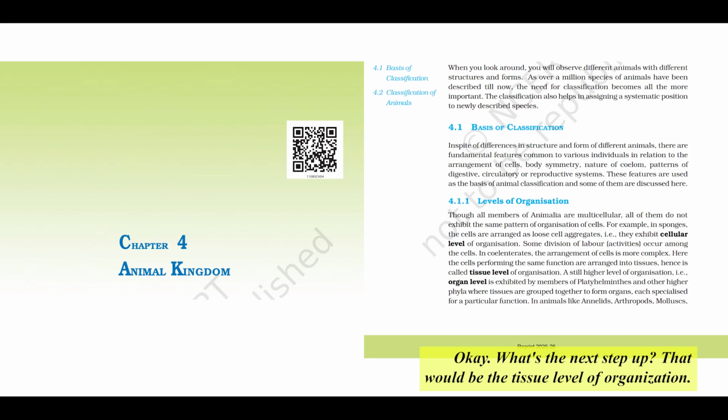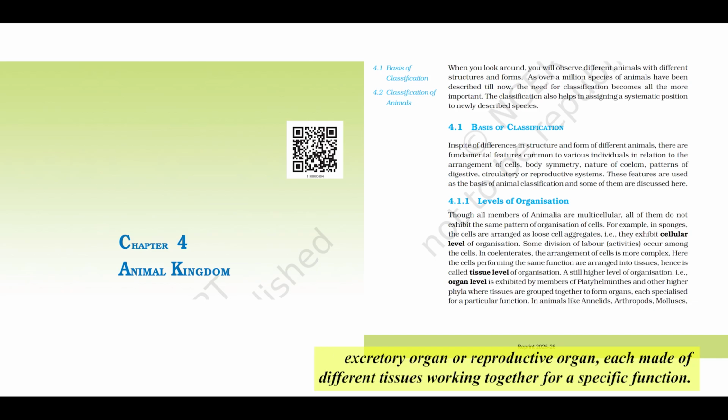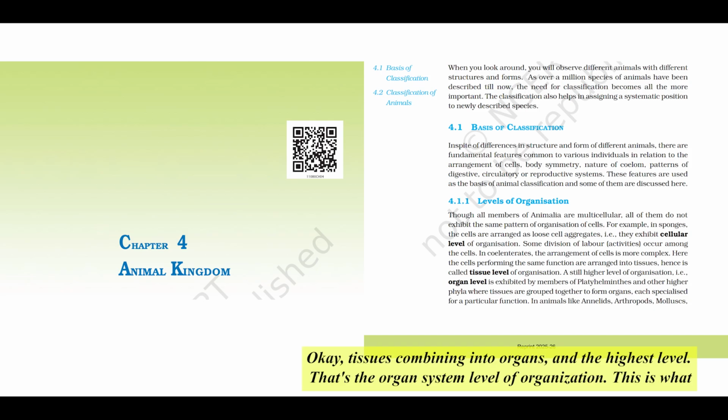That would be the tissue level of organization. This is seen in Coelenterates, Phylum Cnidaria. Here, cells that perform the same function actually group together to form proper tissues. It's a more coordinated and more complex arrangement. Right, from loose cells to organized tissues, and then we get to the organ level of organization. Platyhelminthes, the flatworms, and higher phyla show this. Now, tissues are further organized into specialized organs. So, for instance, you might see a distinct excretory organ or reproductive organ, each made of different tissues working together for a specific function. Okay, tissues combining into organs.